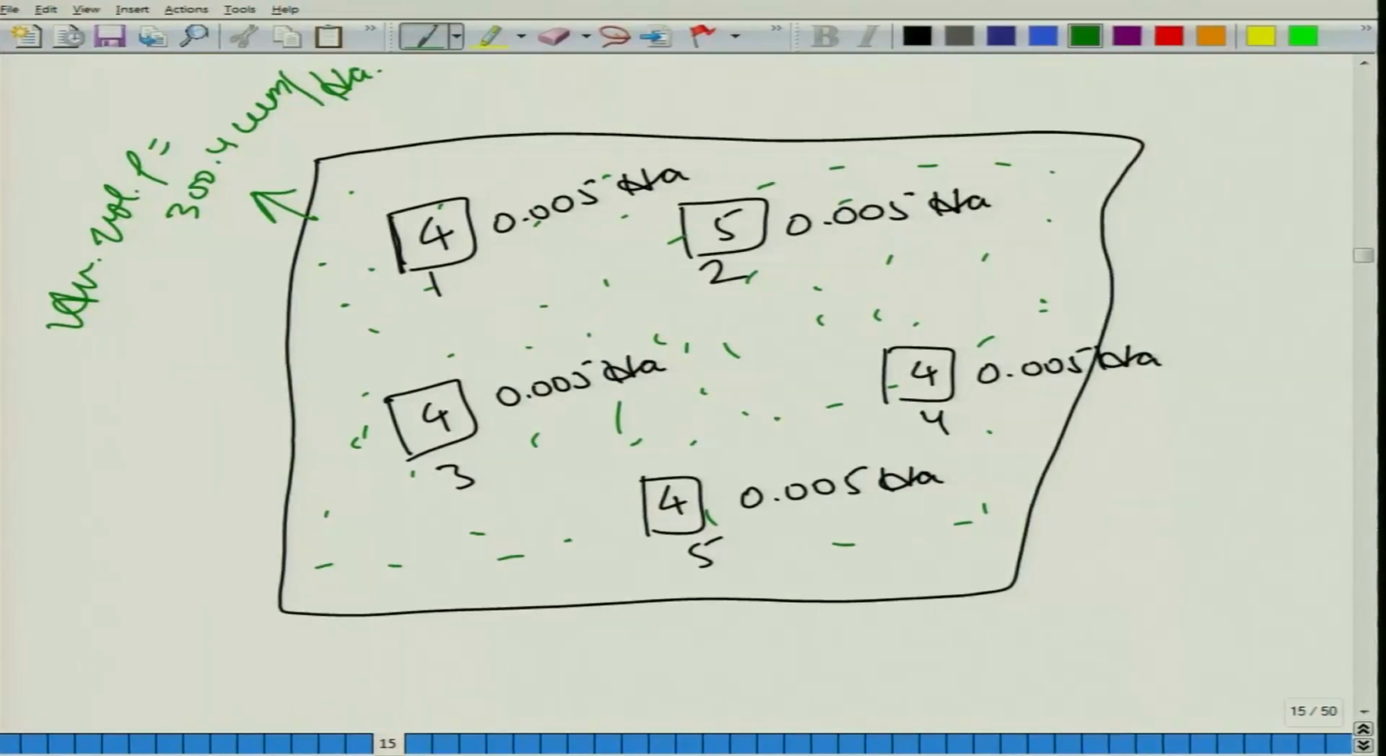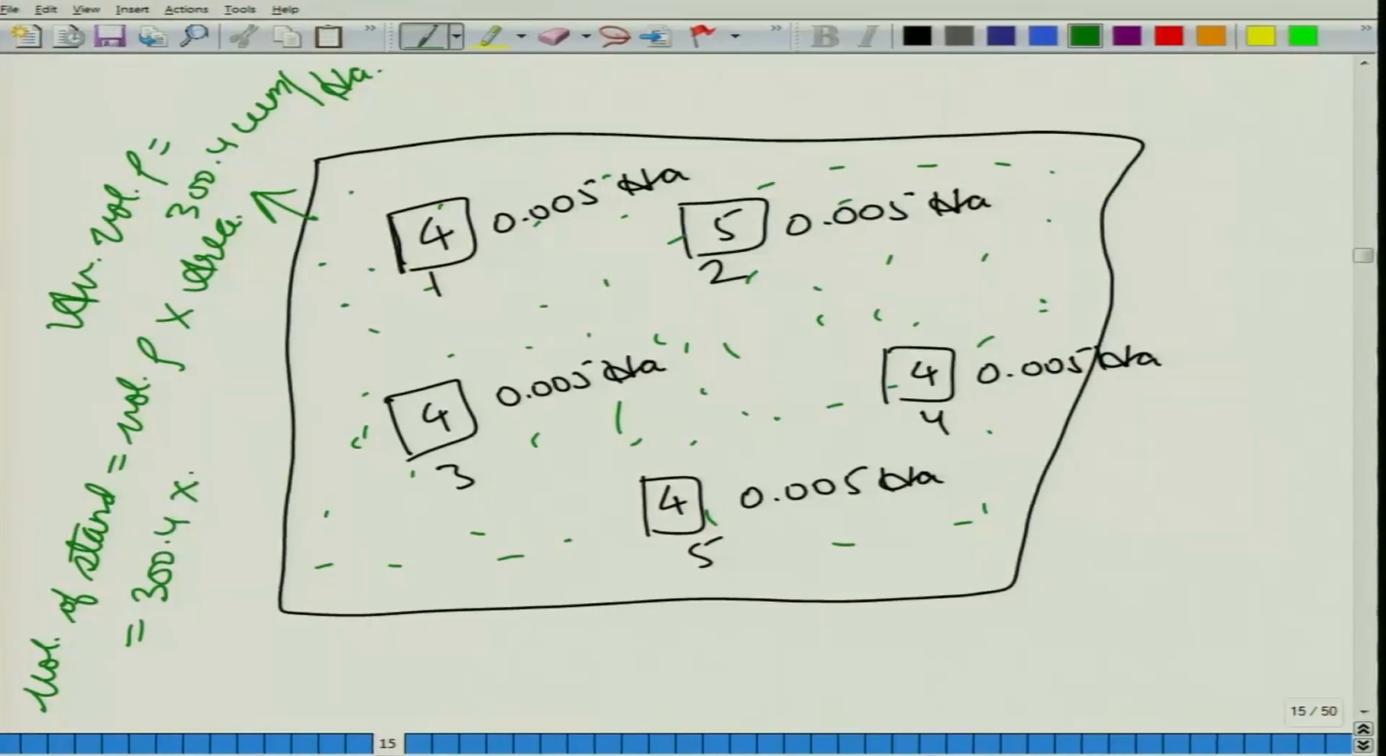So, in that case you can find out the total volume of the stand just by taking the volume density multiplied by the area of the stand. Suppose in this case it is 300.4 cubic meter per hectare, and suppose our total area was 100 hectares. So, here we will have 30040 cubic meter. That would be the total volume of all the trees in the stand.